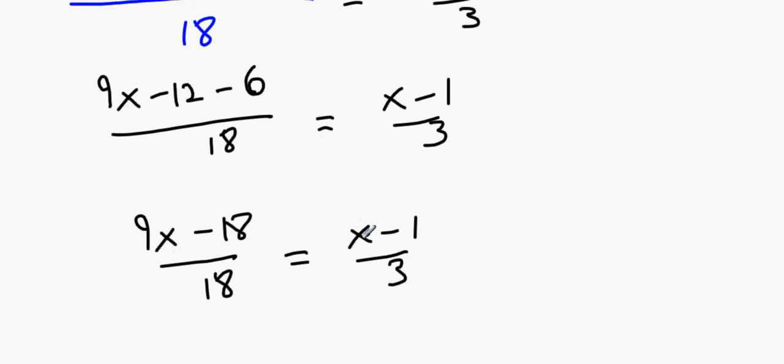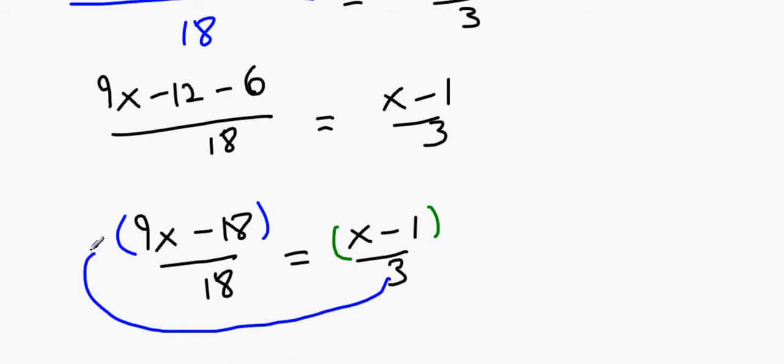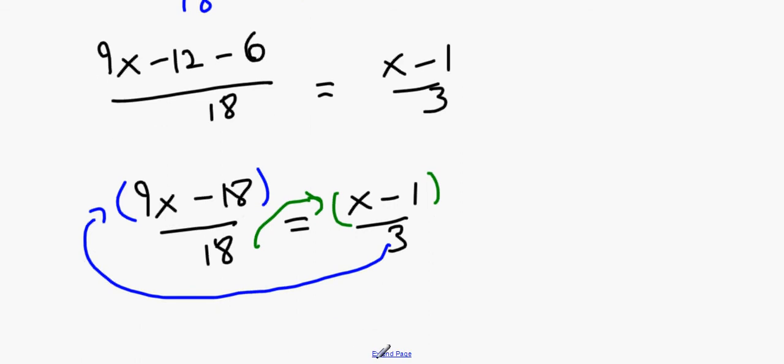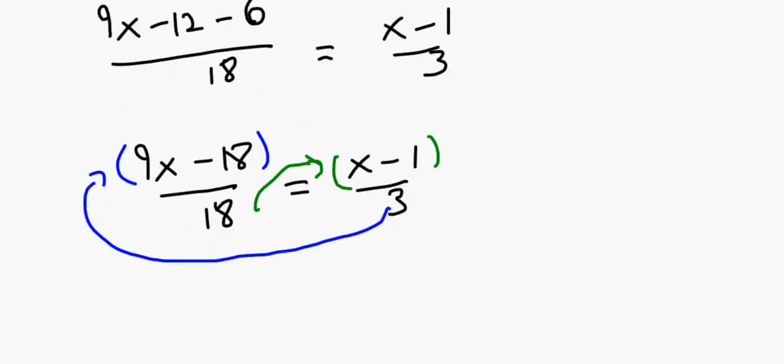Now we're at the stage where we can cross multiply, so we're just going to put everything in brackets here. So these two in brackets. Now we're going to draw two lines. The 3 is going to be the blue line moving up here, and the 18 is going to be the green line moving up here. This is what's called cross multiplication, and once we cross multiply, what we're going to get is the following. The blue line is 3 multiplied by 9x minus 18 in brackets. There's going to be an equal sign in the middle. Then the green line here is going to be 18 into x minus 1.